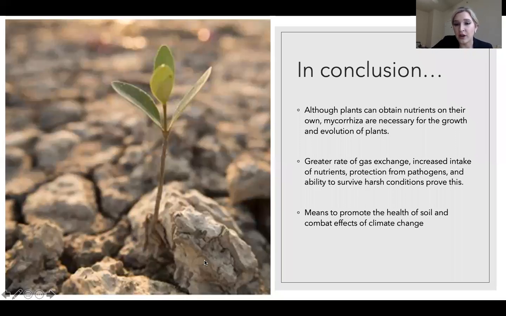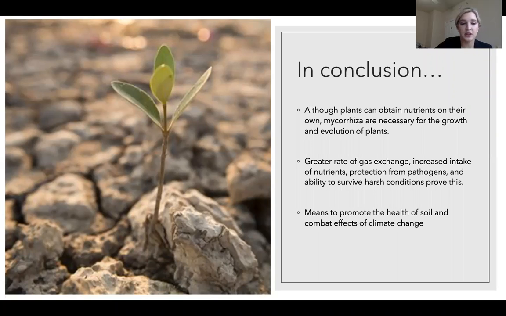So, in conclusion, although plants can obtain their nutrients on their own, mycorrhiza are necessary for the growth and evolution of plants. And this is because, like we talked about, greater exchange of gas, increased intake of nutrients, protection from pathogens, and their ability to survive harsh conditions. This is a means to promote the health of soil and combat effects of climate change.